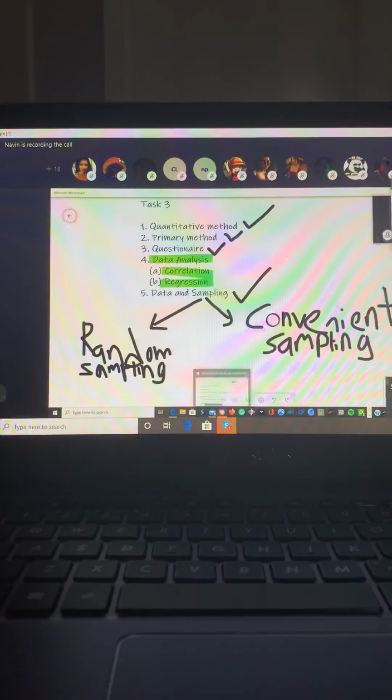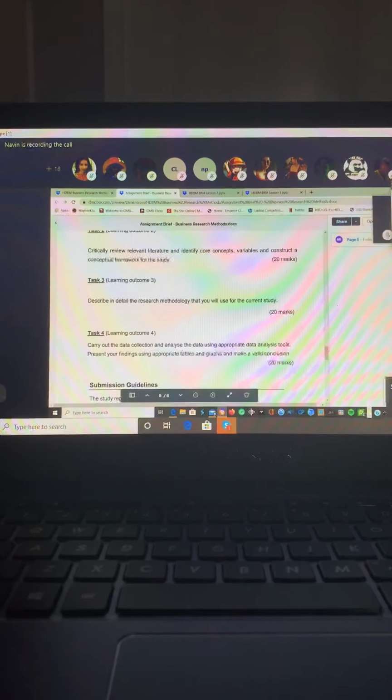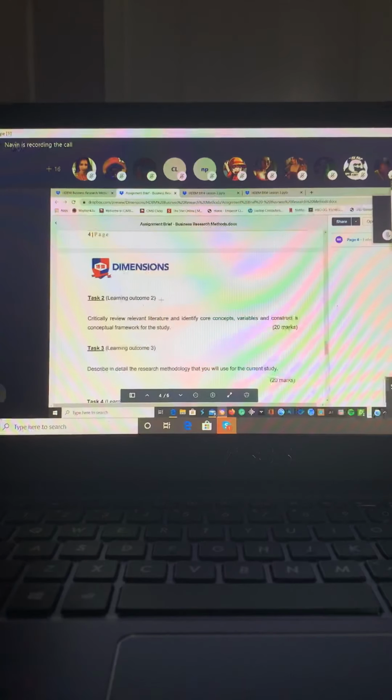Okay, for task number 2, now I go to task number 2. Literature I will teach you next week, so this one no need to write now, but you need to write now conceptual framework, concept and variable. Okay, so I'm going to teach you how to write this.